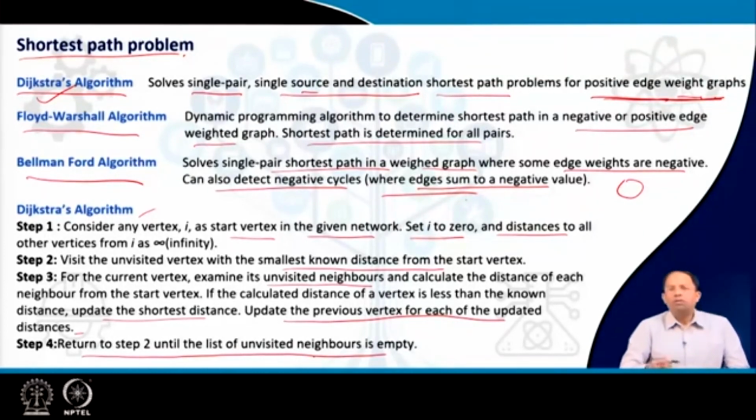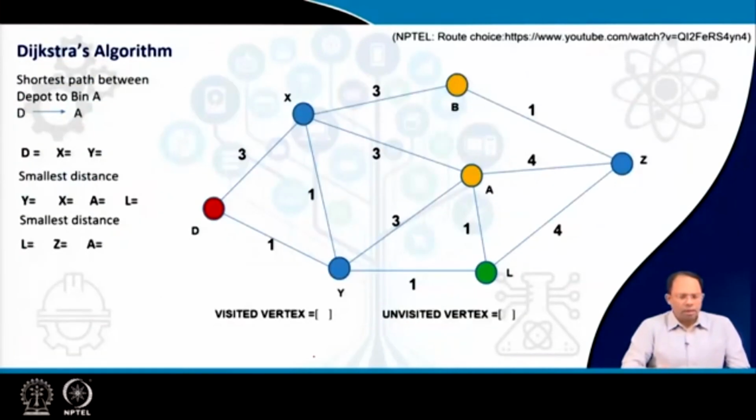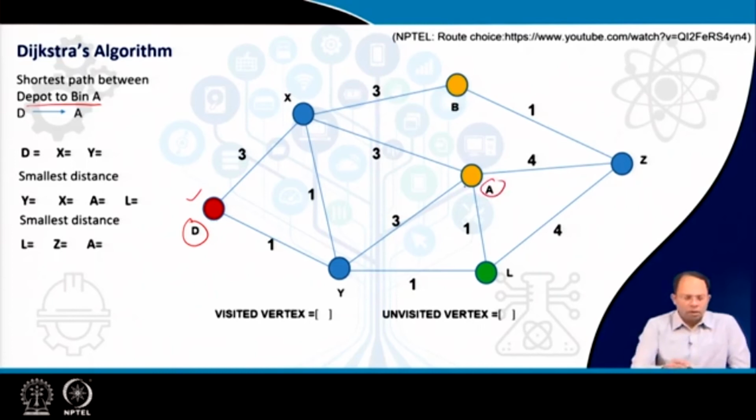Okay, so that is how the algorithm works. I will take you through an example, then it will be absolutely clear. We will go back to our problem that we were given. We have the depot and bin A, and we are trying to find the shortest path. Let us start with this D point, the depot, which is the start point. We give it a value of 0 and we give a value of infinity to all the other points, infinity in terms of the cost of reaching that particular point or route.